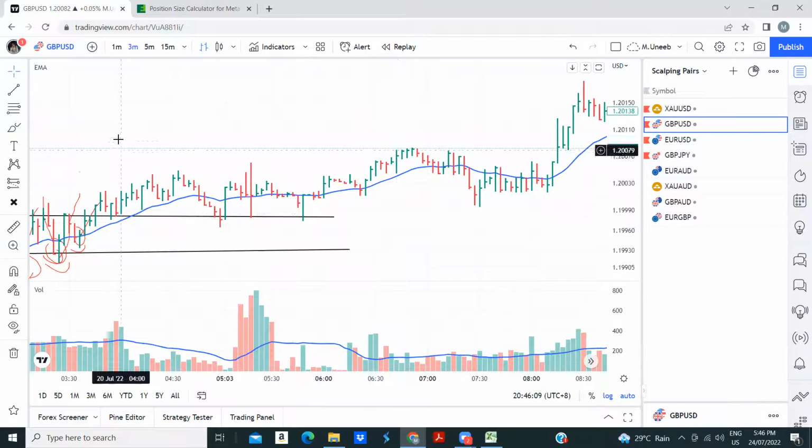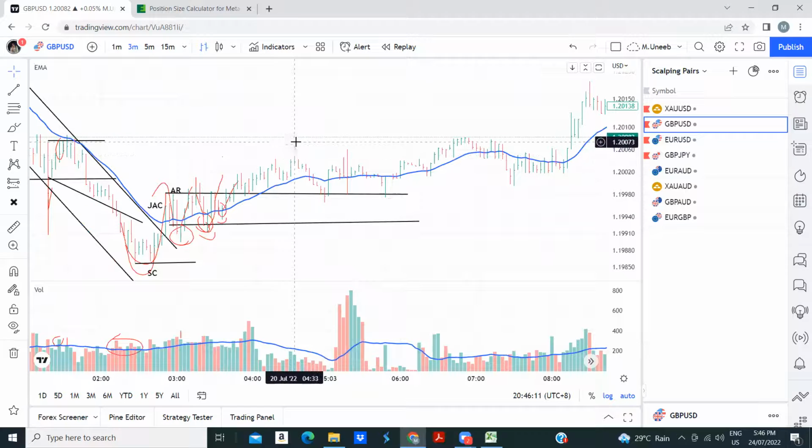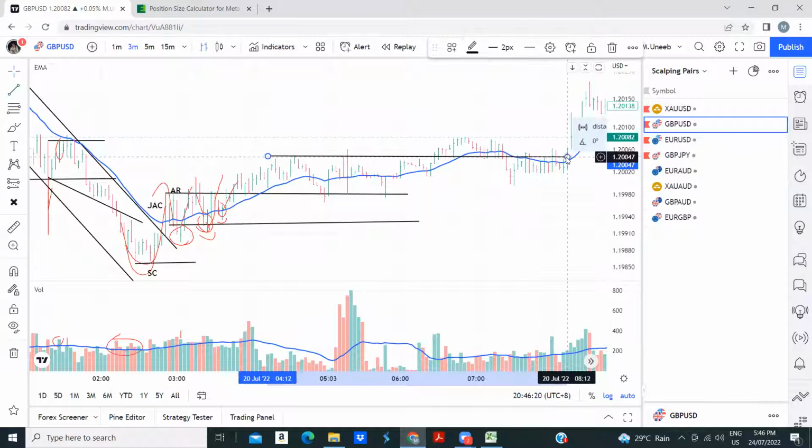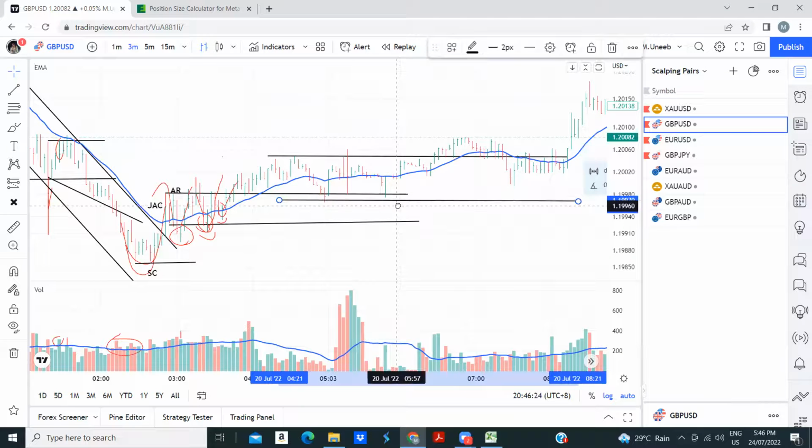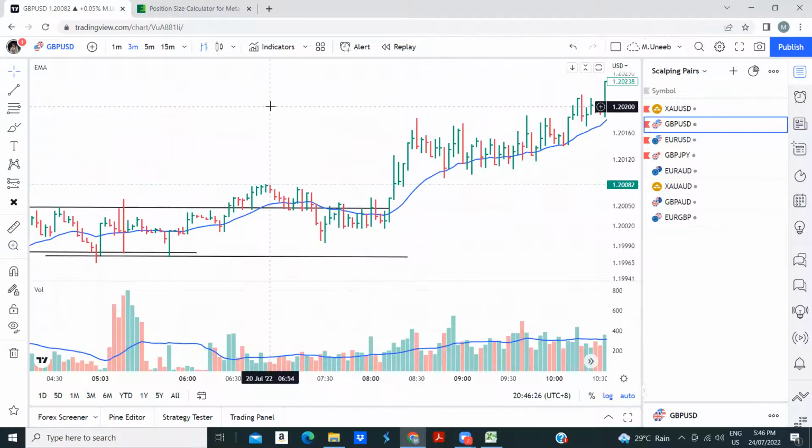And then again, this VCP is obviously what? Jump across the creek. This is the jump across the creek of this AR, this VCP pattern. So once we have jump across the creek, we say that we have a reaccumulation pattern.